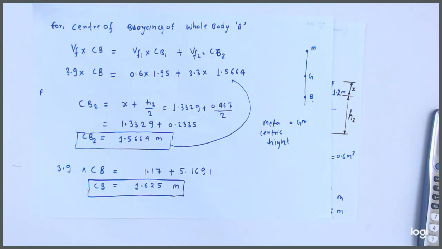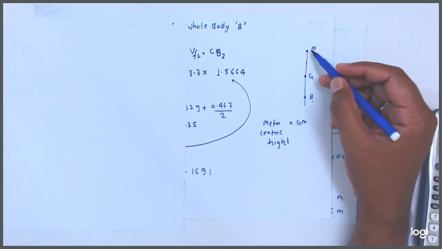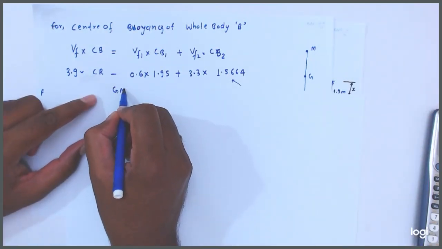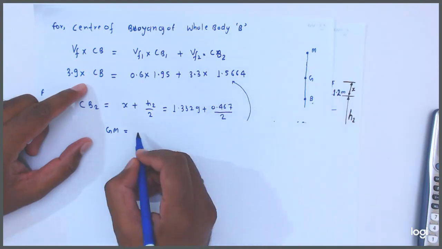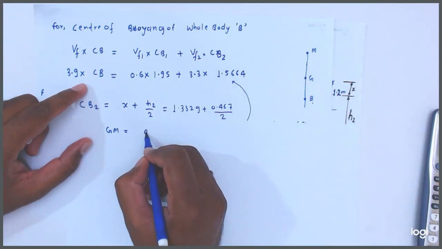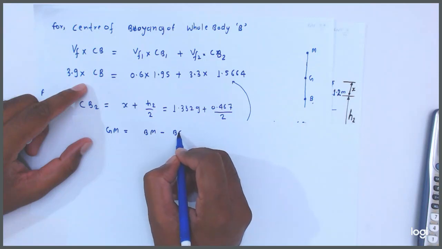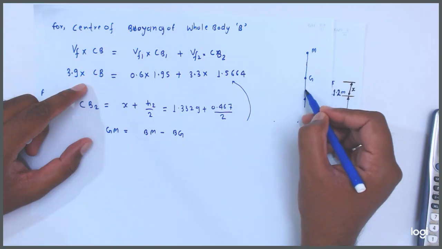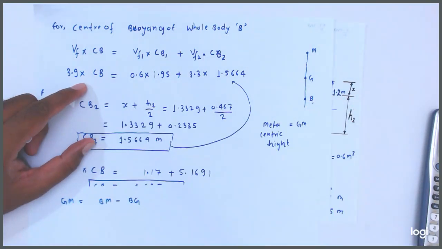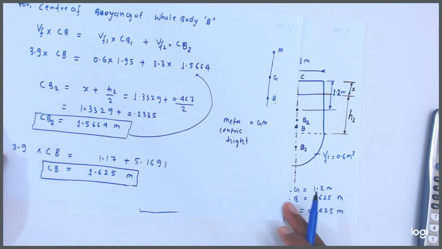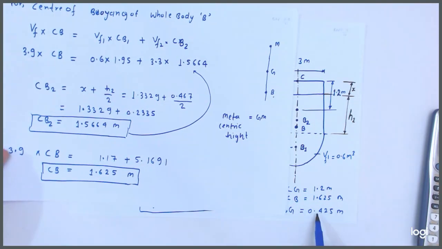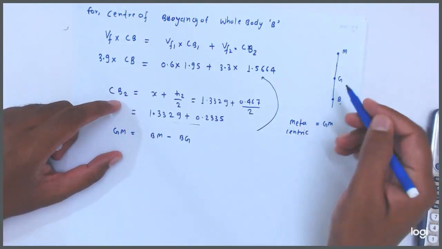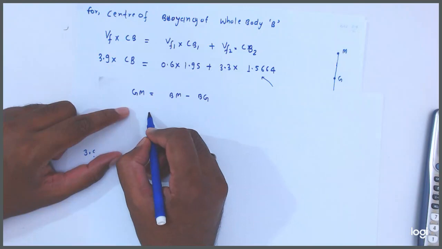Because we know that, friends, the metacentric height GM is equal to BM minus BG. BM minus BG. So the BG distance we have calculated here is 0.425. That's why we are calculating it. Now what is the value of BM?